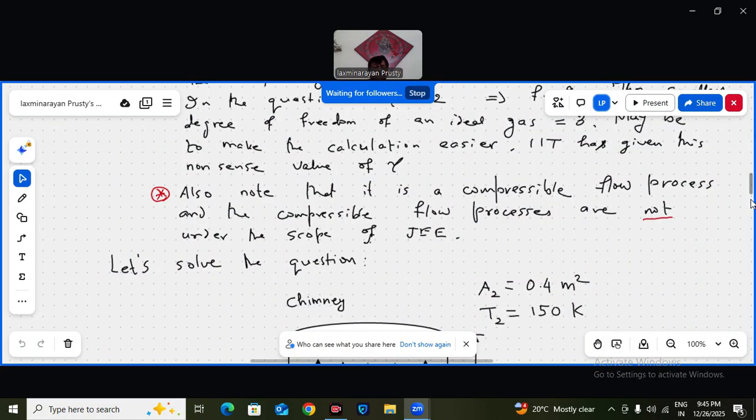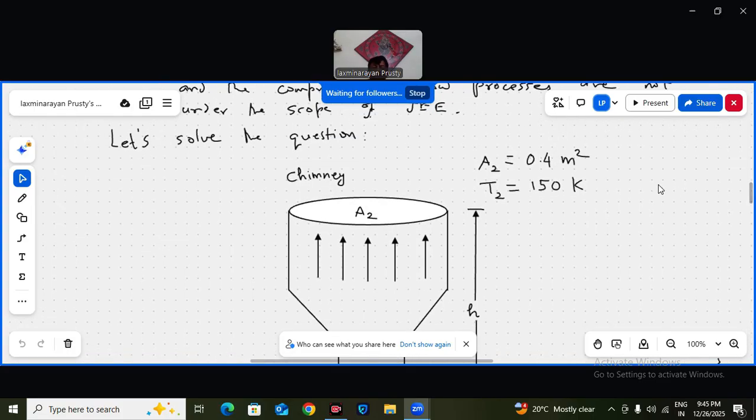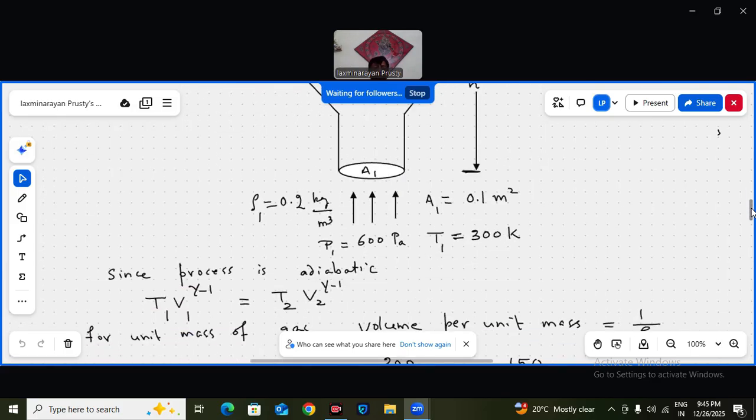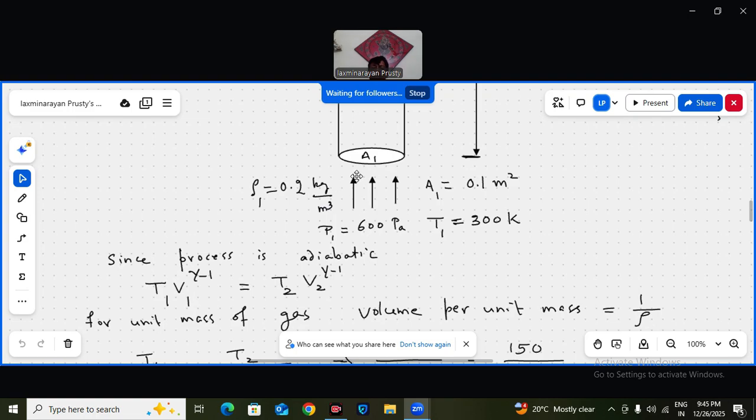See, this has been asked in the exam. These are the data given. A2 is 0.4 meter square, T2, this 2 is top, so T2 is 150 Kelvin, as you know, given in the question. Here the density of gas entering is 0.2 kg per meter cube. A1 area is 0.1 meter square, P1 is 600 Pascal, T1 is 300 Kelvin.